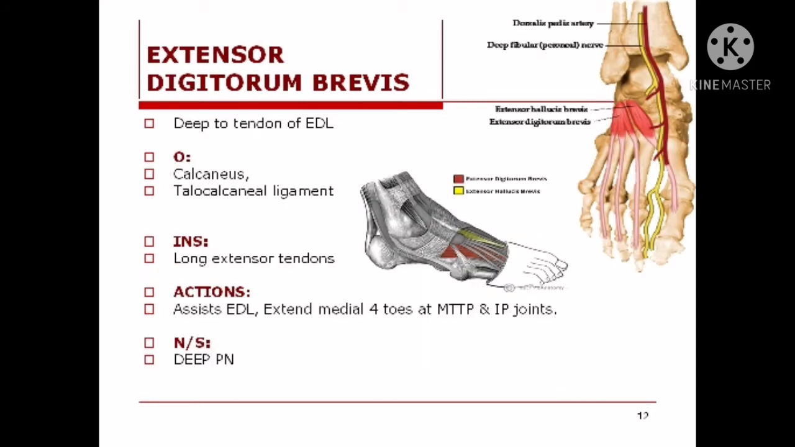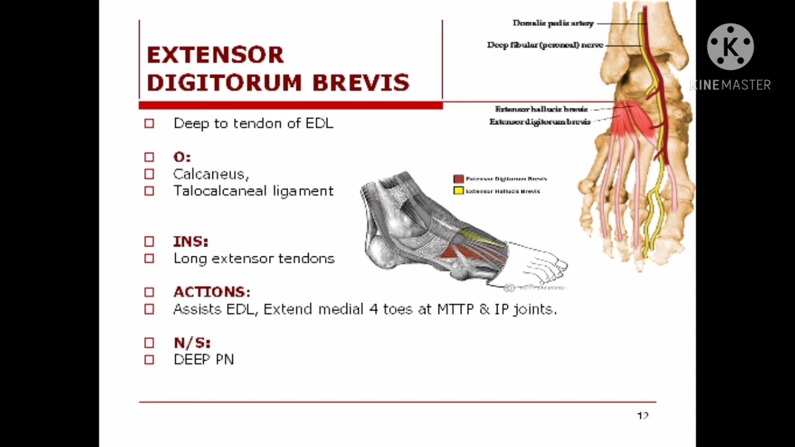So the extensor digitorum brevis muscle is deep to the tendon of the extensor digitorum longus muscle. You can see the black tendons in the diagram on the right side, underneath which is the red muscle. That is the extensor digitorum longus, the black one, and the extensor digitorum brevis is the short intrinsic muscle of the foot, which arises from the calcaneus and talocalcaneal ligament.